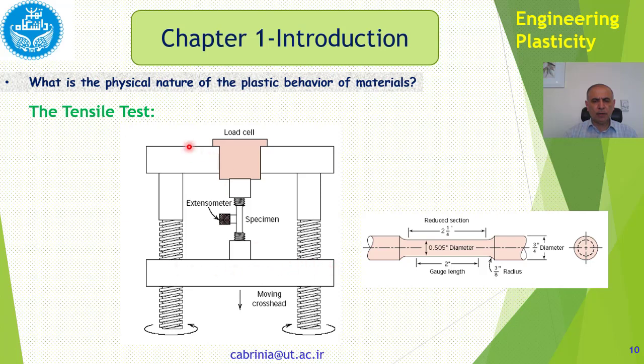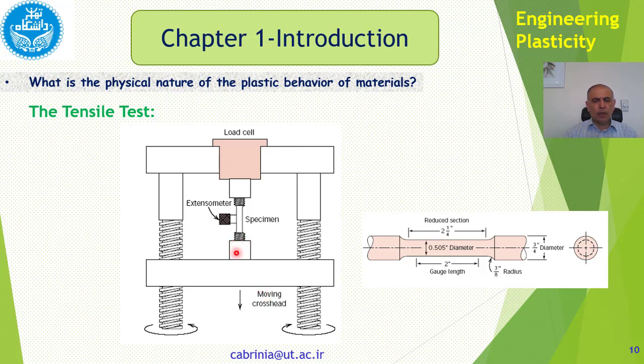These are the plate ends of the press, and we grip both ends of the specimen by these grippers or jaws, and we have a load cell here and an extensometer in here. So what happens here is that as the crosshead moves down, sometimes the upper crosshead moves up and the bottom crosshead is stationary. Doesn't make any difference.